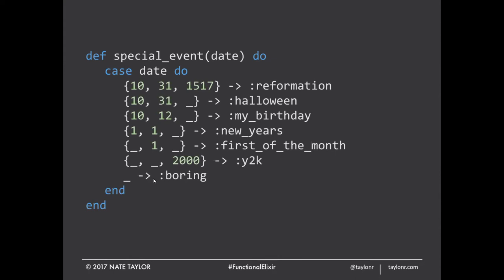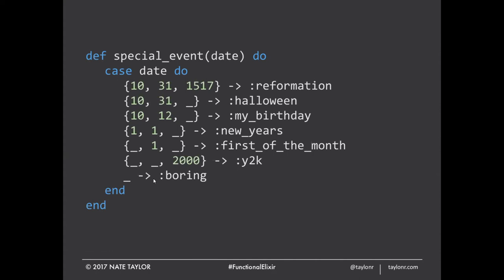Or we can start getting creative, and we can start mixing in our underscores. And so on the fifth line there, we have underscore, 1, underscore. And so what that's saying is, every month and every year, the first day, we're going to return first of the month. And then the sixth one there, we've got underscore, underscore, 2000. We could say, oh, that was any time we were dealing with Y2K.